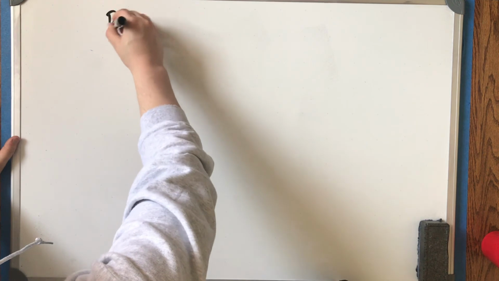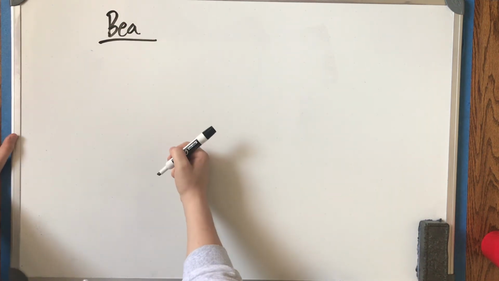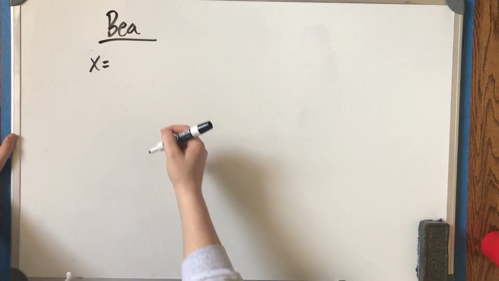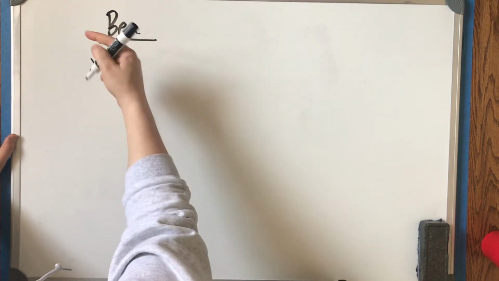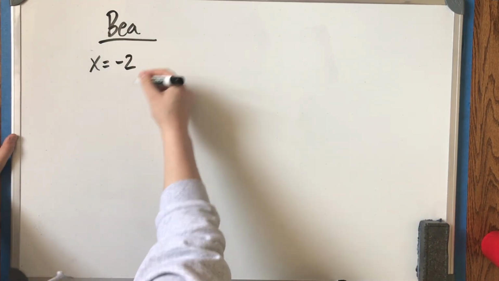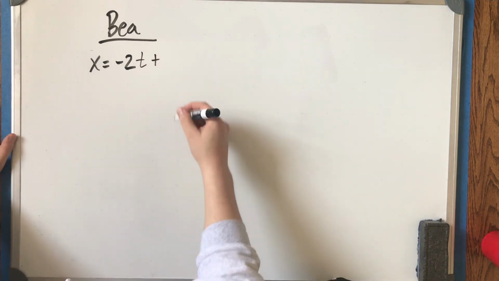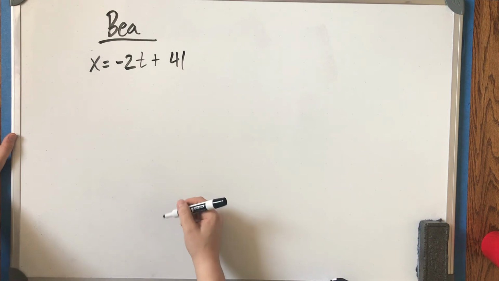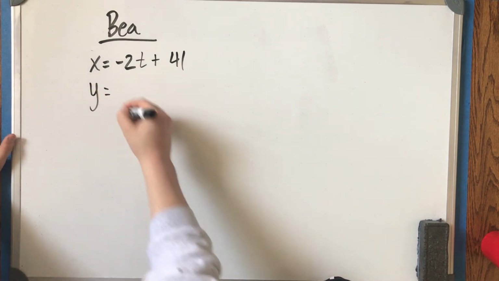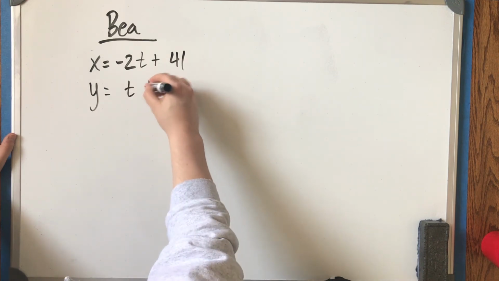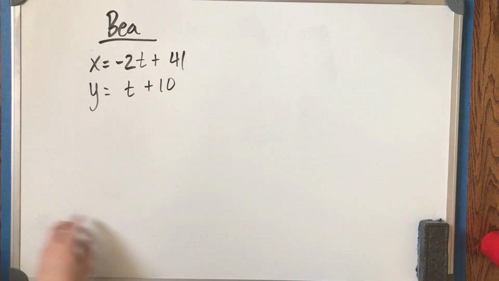So I'm going to write her equations by just doing x equals, her rate of change was 2 feet west, which is in the negative x direction. So that's going to be negative 2 times t plus the starting value. She started at point 41 in the x value, y value. Going 1 foot north, that's a positive 1 times t plus her starting y position. And that is Bea's equations.